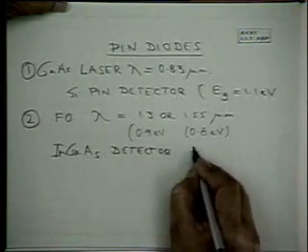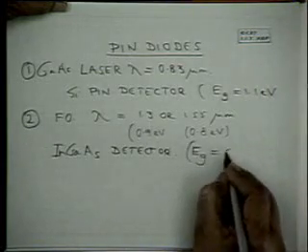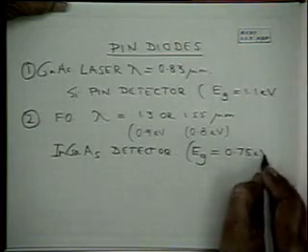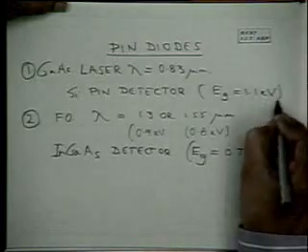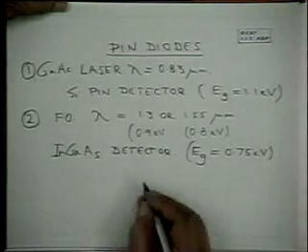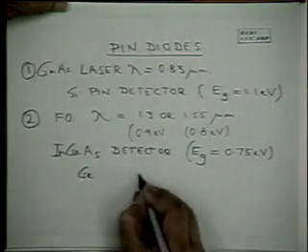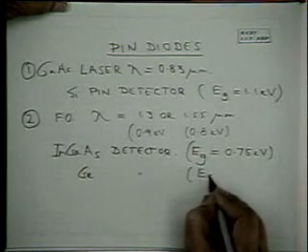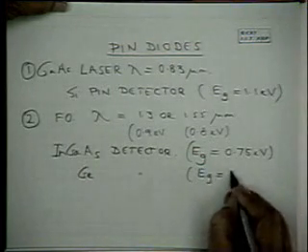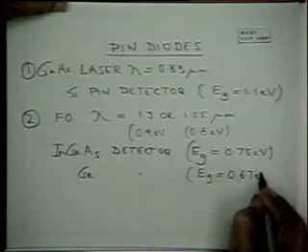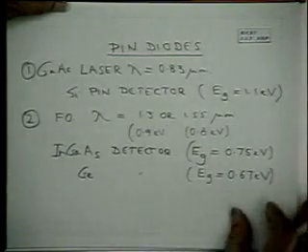Whose band gap is 0.75 eV, and less than that. The alternative is that we can use a germanium detector, whose Eg is about 0.67 eV. Which do we choose?